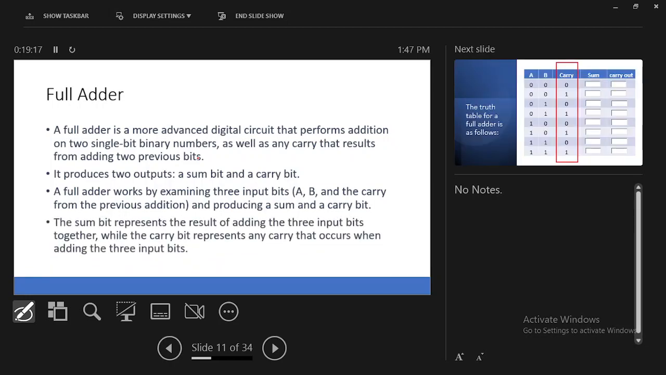The sum bit represents the result of adding the three input bits together, while the carry bit represents any carry that occurs when adding the three input bits. That's the story. The difference between this full adder and half adder, we can take some input stream as an external component. Then we can do whatever calculations. That's why we want to understand, all right, we have another additional carry from somewhere else. This is the place where flags are required. An additional layer to store all of these things.